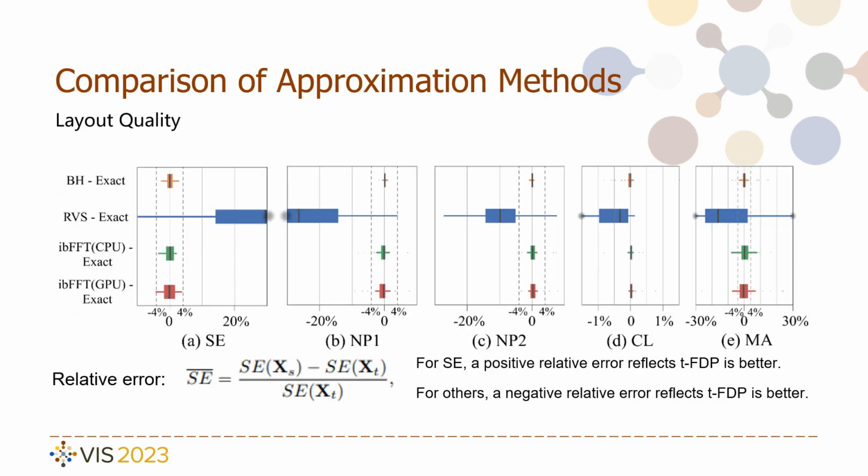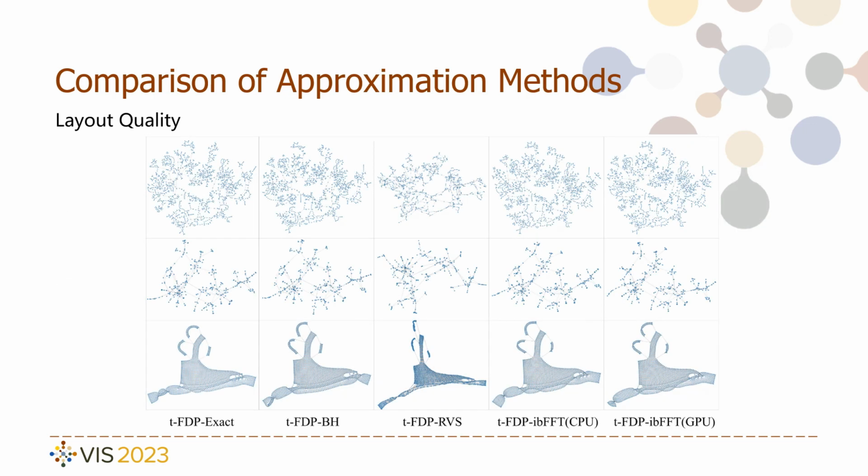For the layout quality, except the conversion to TFDP by random vertex sampling, that is obvious, we can see that the relative values of all metrics are very close to 0. For real results, TFDP by IBFFT using GPU produces almost the same results as the exact method and performs better than TFDP by RVS in global structure.